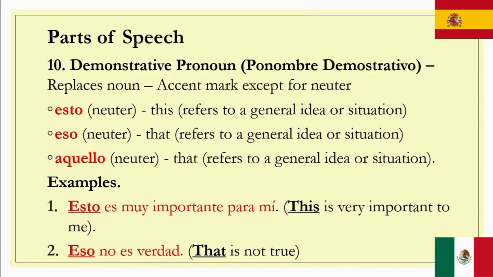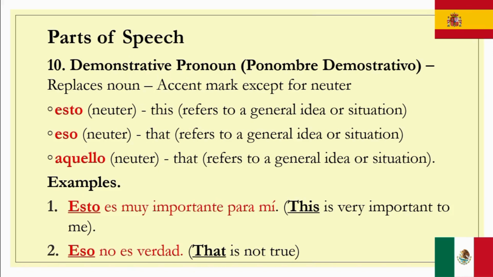So it replaces the noun, with an accent mark except for neuter. For "this," which refers to a general idea or situation: esto. "That" refers to a general idea or situation: eso. And for something far or over there, it's aquello.